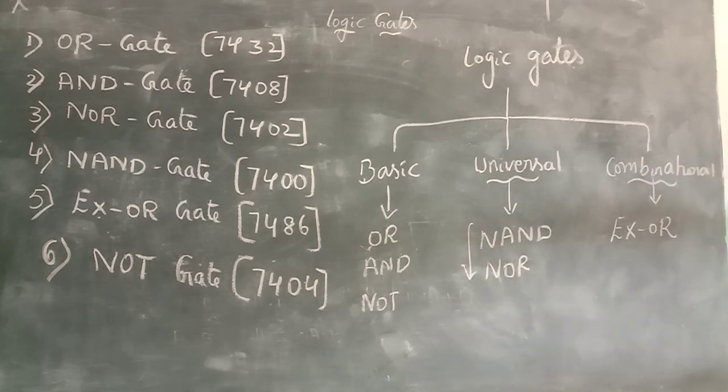Combinational logic gate means the XOR logic gate. The XOR gate is constructed by using the other gates, for example by using OR and NOT gates also. So that's why by using these basic logic gates, we construct the XOR gate. So we call it a combinational logic gate.